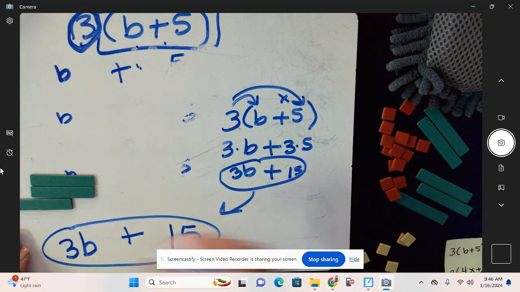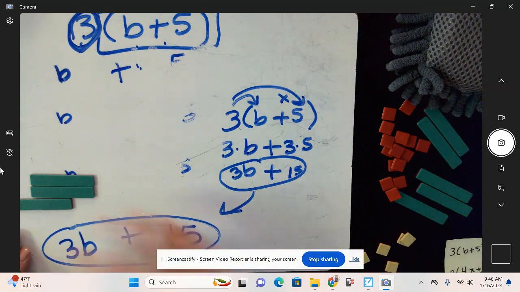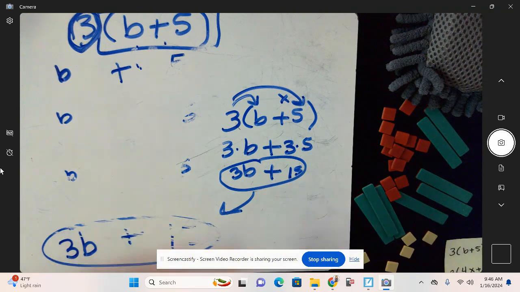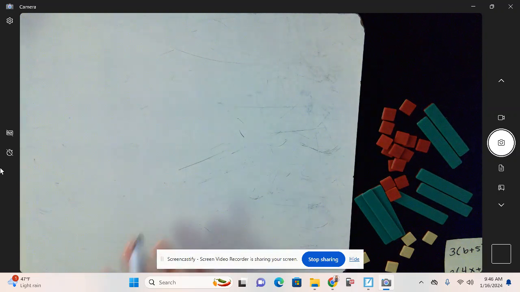So we're going to practice modeling it and using the math. Model it and then the math. Okay? So put your pieces over to the side. Clear your board. And we're going to try another one.